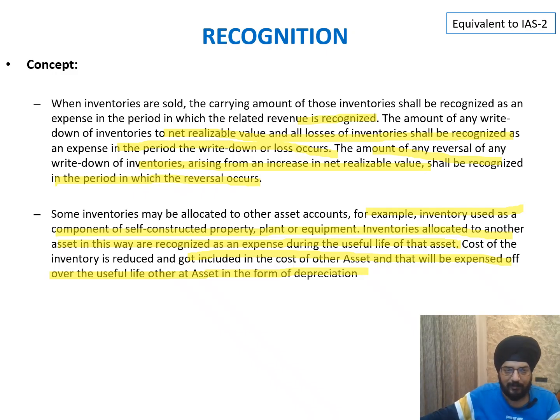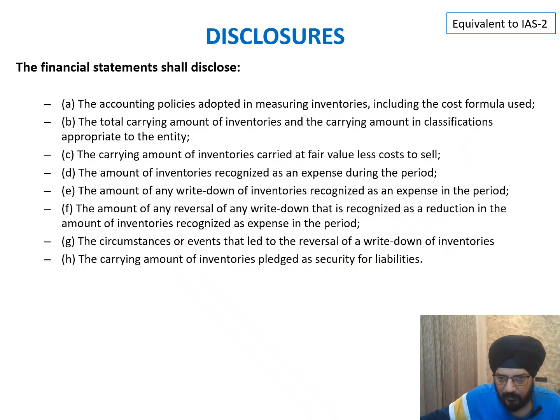So we'll quickly move to the next slide then. Okay, we'll have a quick look at the disclosures. So what does disclosure say? The accounting policies adopted in measuring the inventory, total carrying amount of the inventory and the carrying amount in the classification appropriate to the inventory, carrying amount of inventory carried at fair value less cost to sell, amount of the inventory recognized as expense during the period, amount of any write-down of the inventory recognized as expense in the period, the amount of any reversal of any write-down recognized as a reduction in the amount of the inventory, circumstances or events that led to the reversal of the write-down of the inventory, and the carrying amount of the inventory pledged as security.